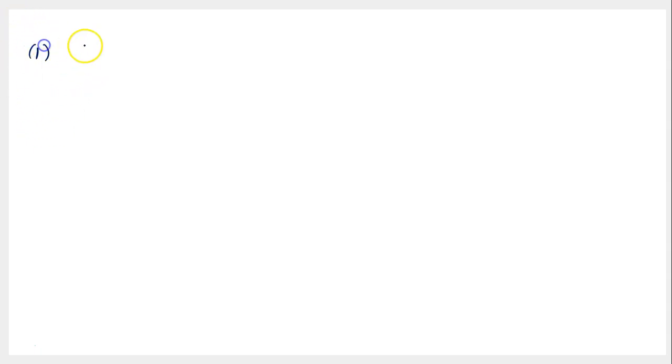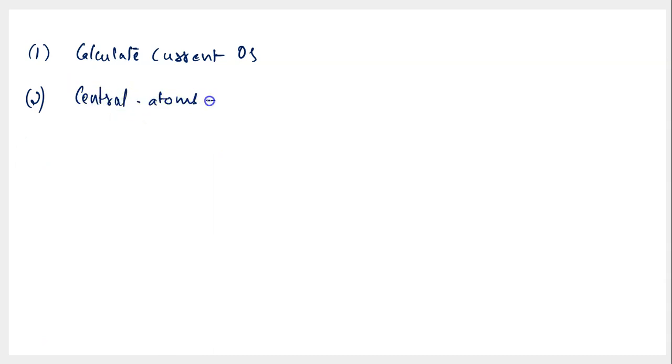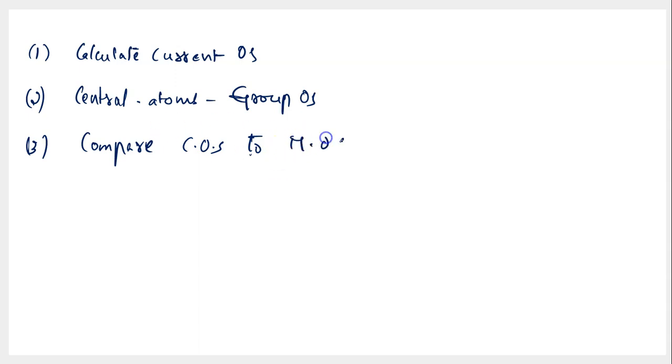Of which, rule number 1, you would have to calculate the current oxidation state of that particular element, the oxidation state in that given molecule. And rule number 2, or you can consider these as steps, step number 2, you need to observe the central atom and check the central atom's maximum or group oxidation state. Check its group oxidation state. And then step number 3, you would have to compare the calculated current oxidation state to the group or maximum oxidation state.